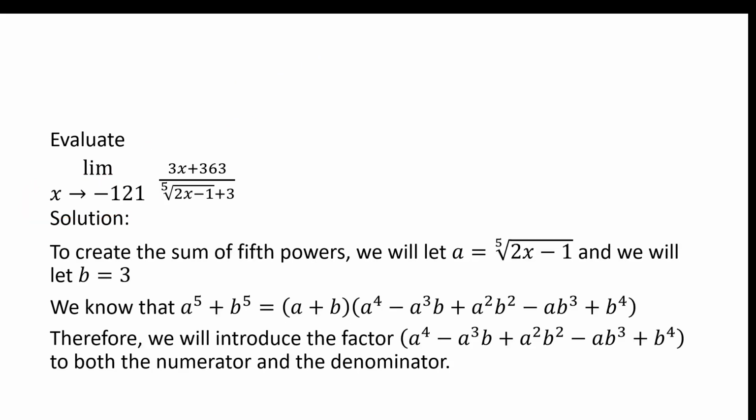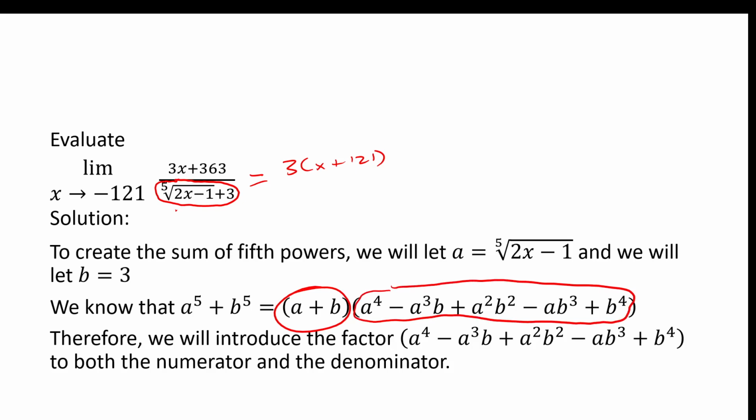So we see right away the numerator is going to be 3 times x plus 121. So we're going to get our x plus 121 in the numerator pretty easily. In the denominator, it's going to require some more work. But what we see is we have a fifth root and we're adding. So let's try to create a sum of fifth powers. If we let a be the fifth root of 2x minus 1 and we let b equal 3, then our denominator is actually just a plus b. So what is the second factor of the sum of fifth powers? Well, it's a to the 4 minus a cubed b plus a squared b squared minus ab cubed plus b to the 4.